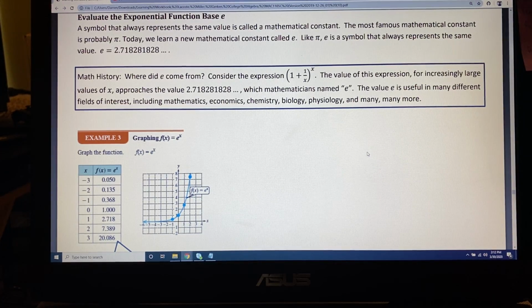Please open in your learning workbook to page 178 and read along as we learn together. Evaluate the exponential function base e.